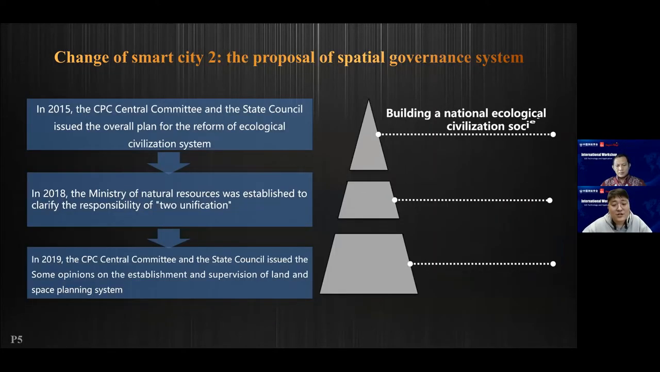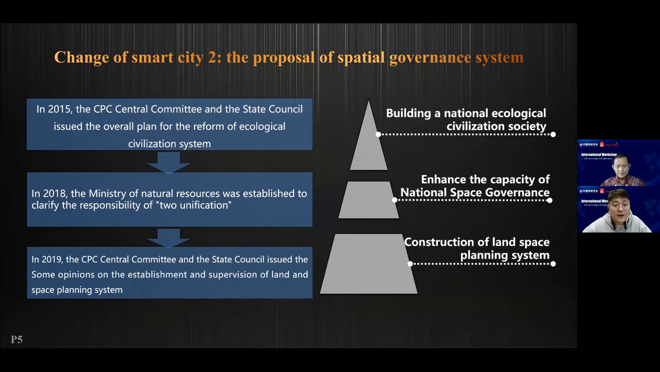The second change is that the government has a more and more profound understanding of smart city, put forward more and more specific smart city construction plans, and put forward some opinions on the establishment of land and space planning system and supervision of implementation. So this is the change about the national policy.